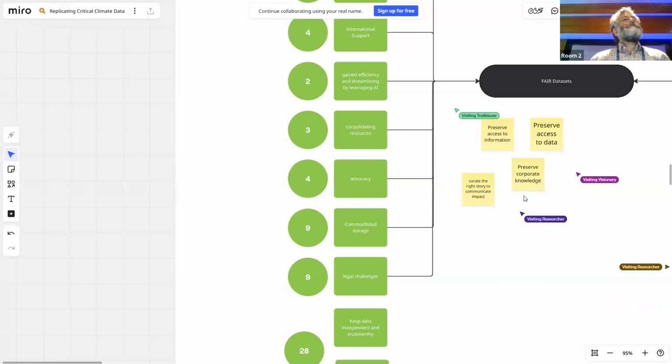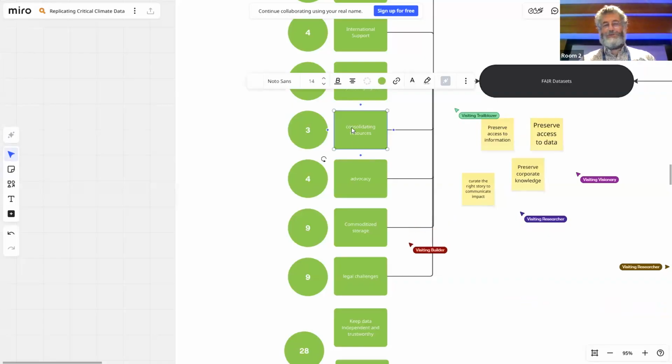There's been a lot of talk, I think initiated by Joseph's presentation on generalist repositories, about how we could consolidate. Yeah, increased efficiency. Right?